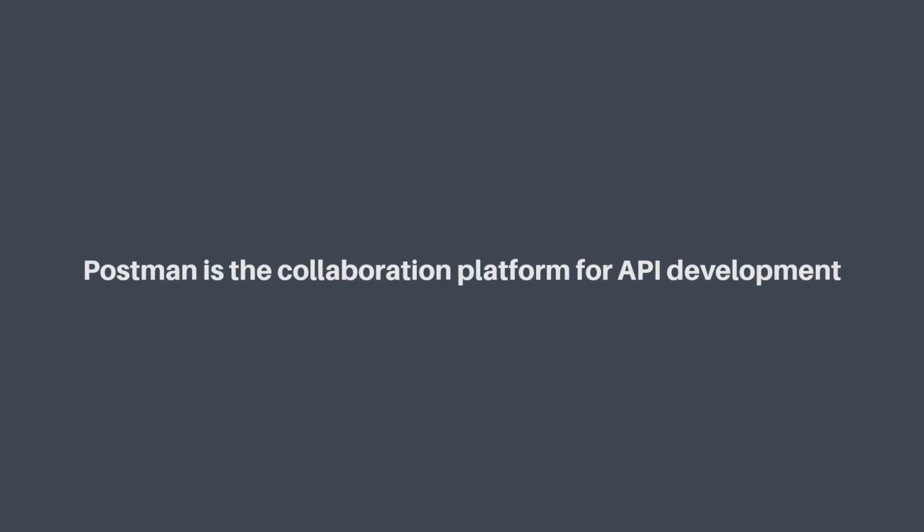Let's look at the official definition of Postman. Postman is the collaboration platform for API development. It is very important to note that although Postman has been synonymous with testing APIs, in the recent past they have added lots of features which make it the ideal platform for API development. This means that along with API testing, you can also handle various other parts of the API development process as well.